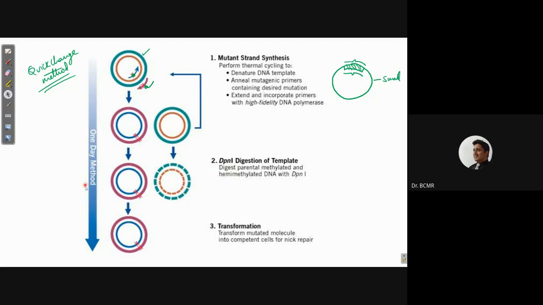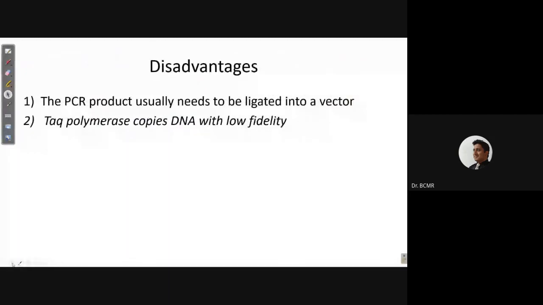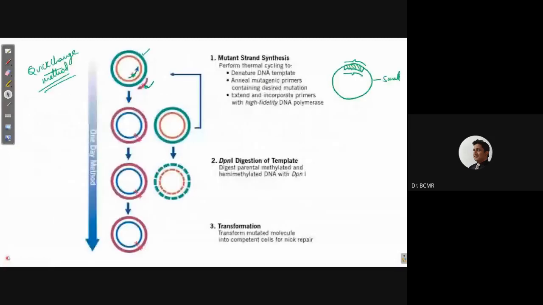It takes just one day to perform this: you perform PCR, treat it with DpnI, and then transform it. The next day you have colonies with the mutations. It's a very fantastic method. We will call it the quick change method, following the trademark. There is one more thing I need to mention: we need to use a high fidelity DNA polymerase, something like Pfu. Pfu is very accurate, and it's also slow.